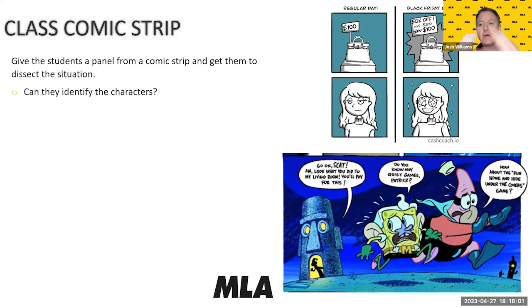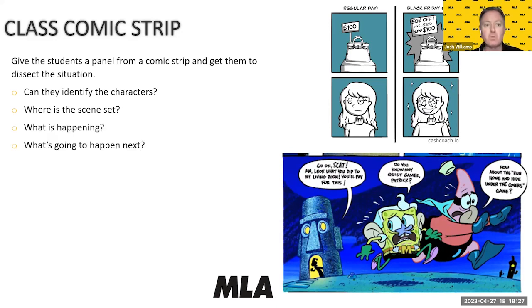So when I talk about a panel, I mean it couldn't be necessarily just one square of the top one, but one square of the bottom one. They can read what's happening, they can see what's happening. You could maybe even obscure the words, the speech bubbles. Can they identify the characters? Where's the scene set? What's happening? What's going to happen next? It's not really important if this is really what happens next or not. It's enough that they sort of explain this.